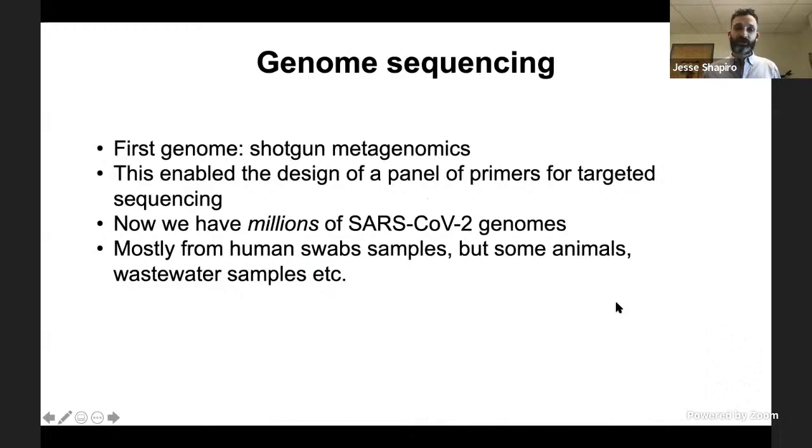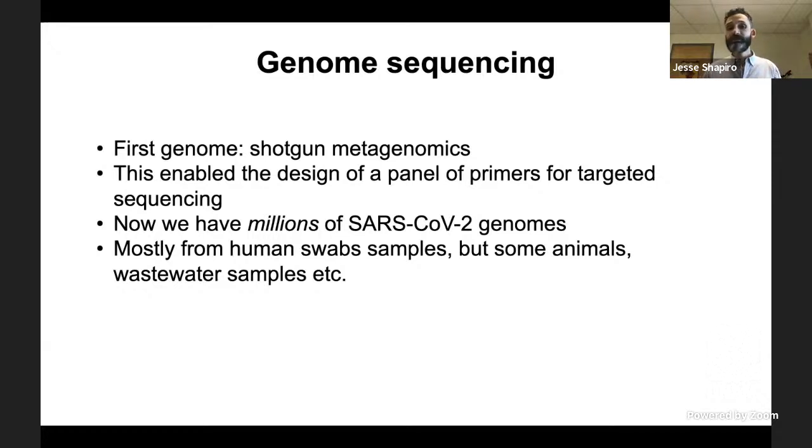So this first genome was done with shotgun metagenomics. That's a very expensive way to go. It's a lot of sequencing. It's more than you need. It's labor intensive, but having the genome allowed researchers to design primers to do targeted sequencing. And as a result, we now have millions of SARS-CoV-2 genomes, millions that are publicly shared, I should say, which is really a phenomenal resource for research and what I base this talk on.